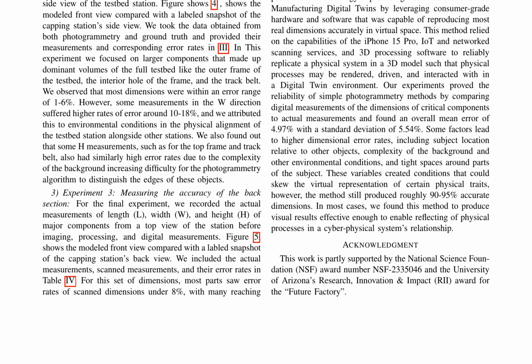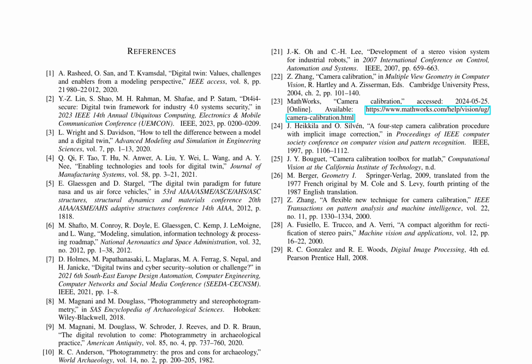In Experiment 3, they recorded actual measurements of major components from a top view, finding error rates under 8% for most parts, with some higher errors in the width direction. The authors highlight the importance of accurately reflecting physical systems in virtual spaces for digital twins, which can enable the replication of physical processes in a cyber-physical system. They note that factors such as subject location, background complexity, and environmental conditions can affect the accuracy of the digital twin. Despite these limitations, the method produced roughly 90-95% accurate dimensions.